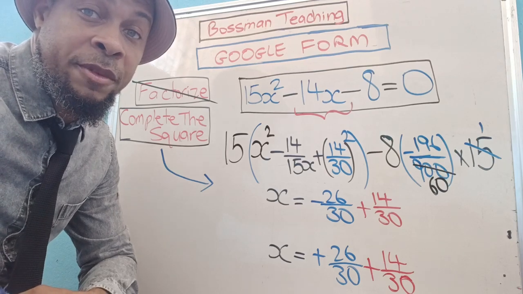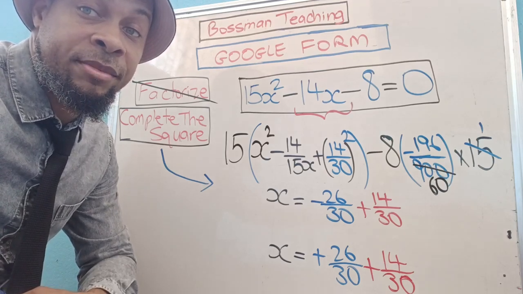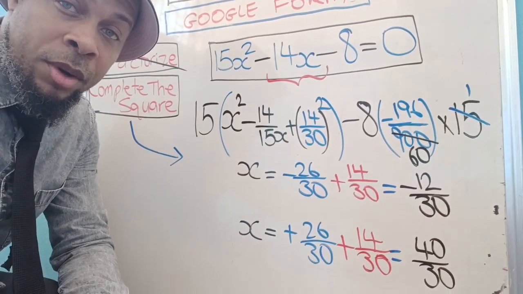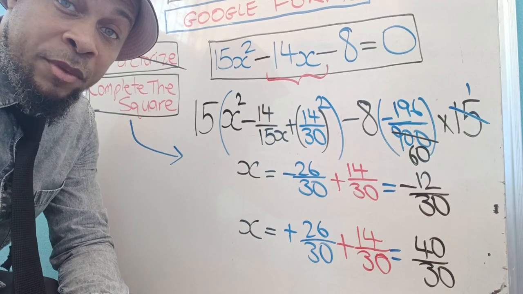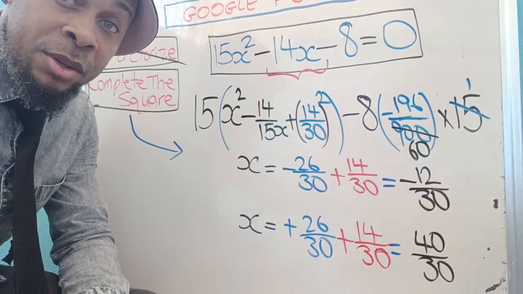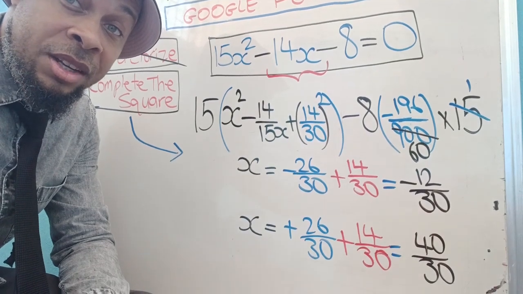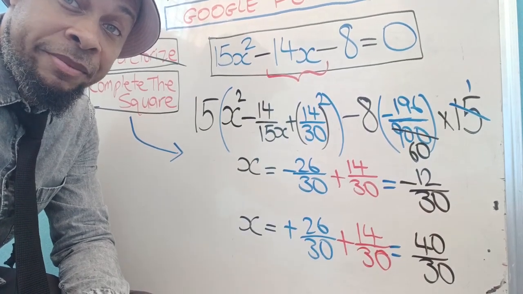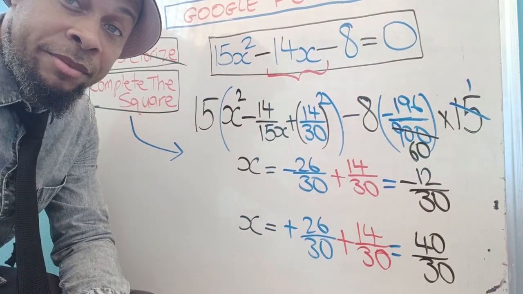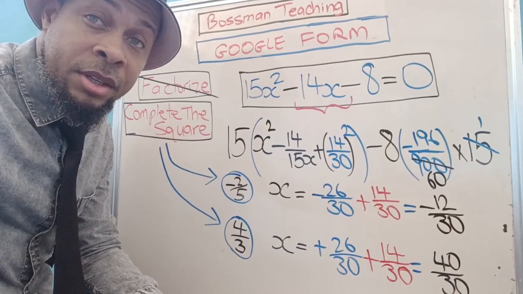And now for the grand finale. And now we have this. So if we recall, minus 12 over 30, if you reduce that, you'll get minus 2 over 5. And 40 over 30, you'll get 4 over 3. So it's actually a match. Minus 2 over 5 and 4 over 3, just like we got before. And this is the last of it.